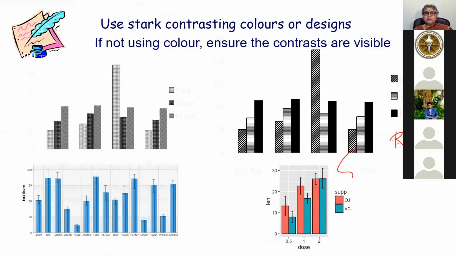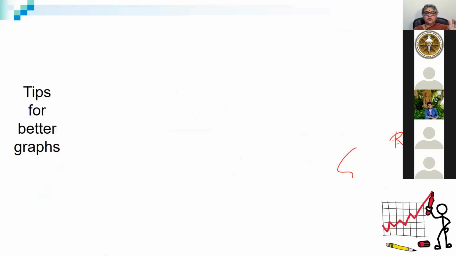Similarly, when you are using bar diagrams, make sure you use stark contrasting colors or designs. Even if you are using only black and white, it is fine, but make sure the designs are good. If you put something like this, between this and this, there is not much contrast. So use designs which are very contrasting. Similarly, light blue and dark blue, you can't make out, but this kind of color you can make out. So use stark contrasting colors to make it visible.